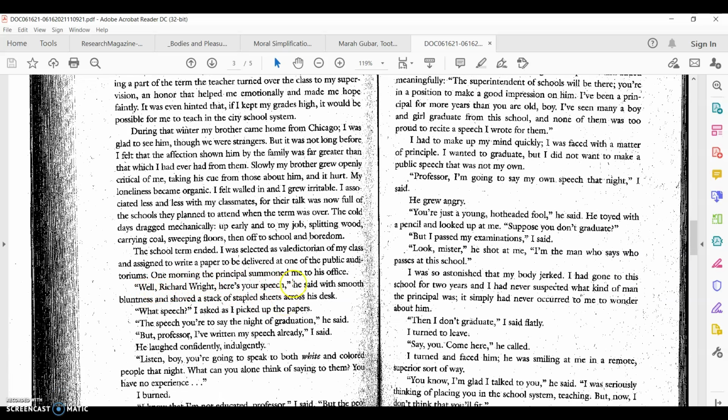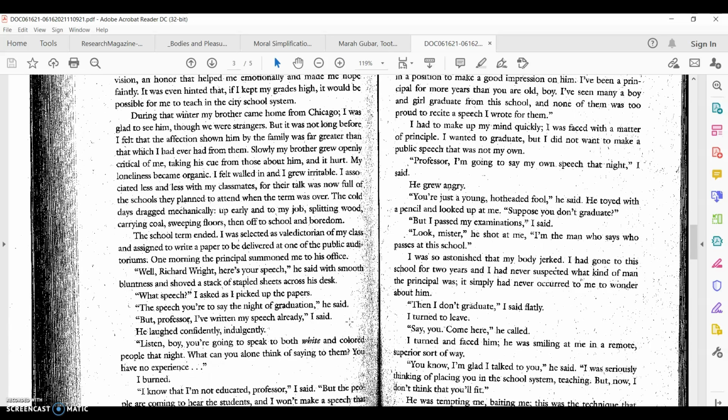Well, Richard Wright, here's your speech, he said with smooth bluntness, and shoved a stack of stapled sheets across his desk. What speech? I asked as I picked up the papers. The speech you're going to say the night of graduation, he said. But, Professor, I've written my speech already, I said. He laughed confidently, indulgently. Listen, boy, you're going to speak to both white and colored people that night.